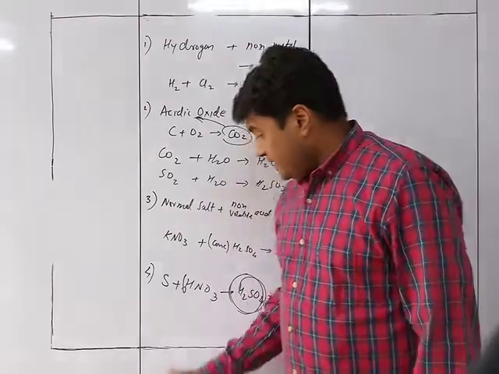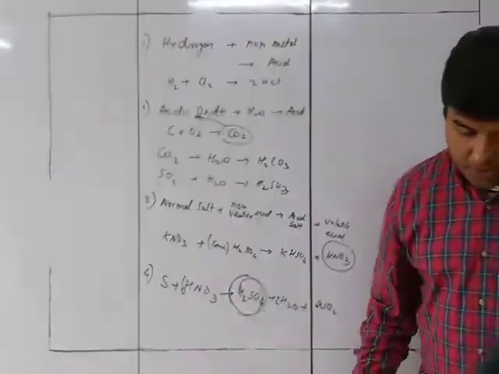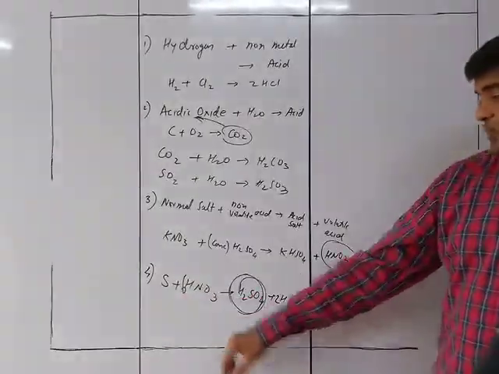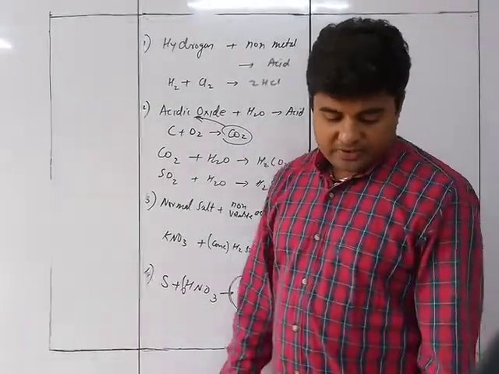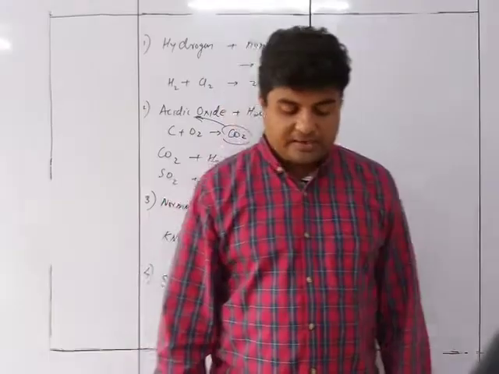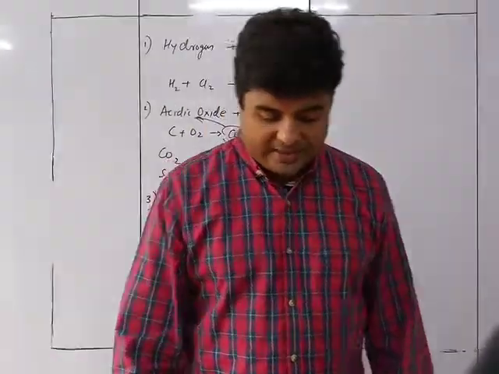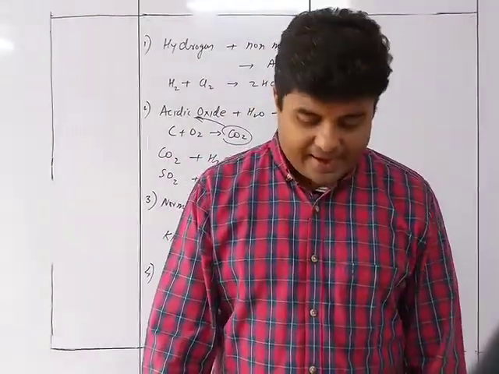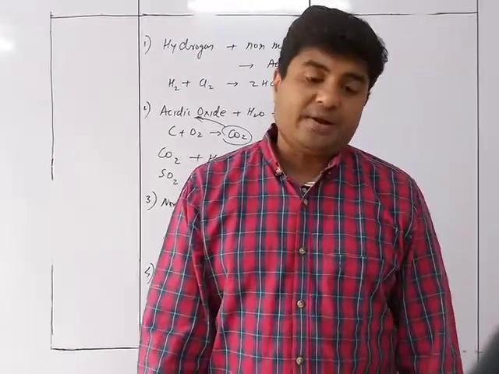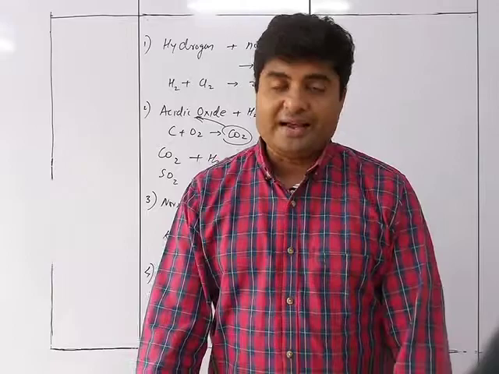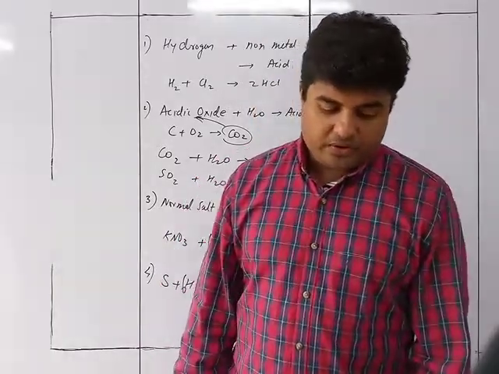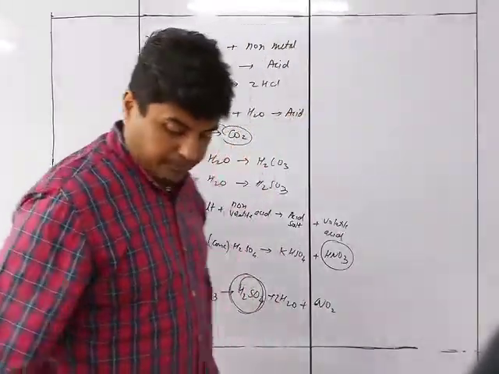Similarly, the last thing is that a non-metal like sulfur reacting with nitric acid will give me sulfuric acid. That is, sulfur is oxidized by concentrated nitric acid to give the acid H2SO4. So sulfur plus nitric acid gives sulfuric acid plus water plus nitrogen dioxide. This was the preparation of acids. Now we move on to preparation of the bases.